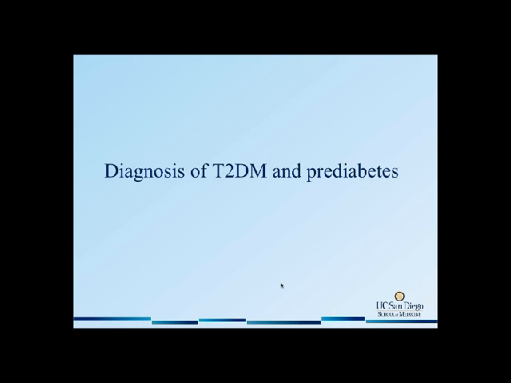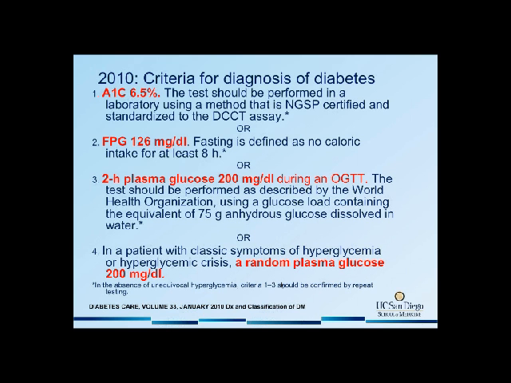Now that we've established some of the population trends that we're seeing, we're going to talk a little bit about the diagnosis of type 2 diabetes and prediabetes and what's new. In 2010, the American Diabetes Association issued new guidelines to redefine the diagnosis of diabetes, and they incorporated an A1C into the criteria, such that an A1C of 6.5 or above was added to the diagnostic criteria.